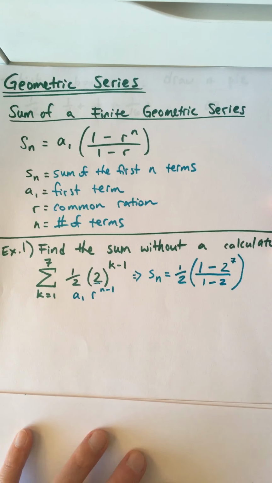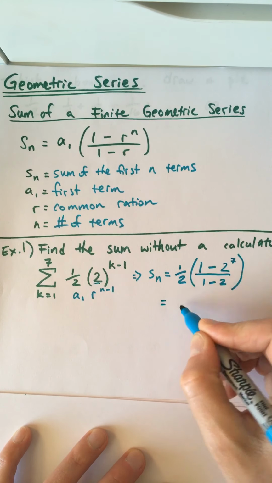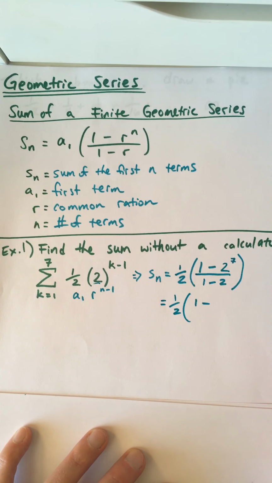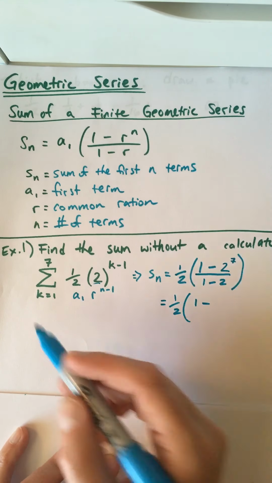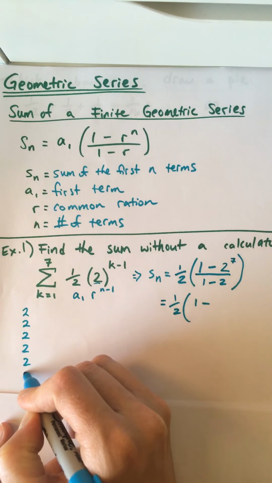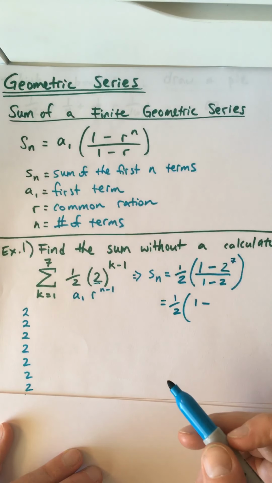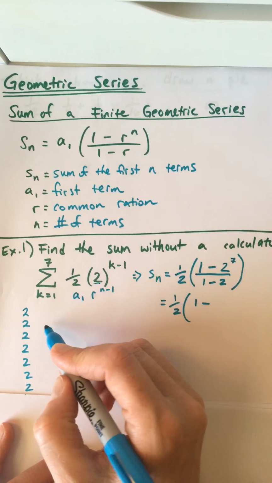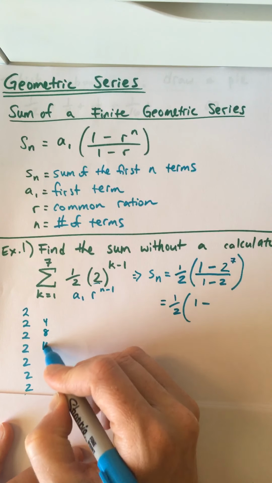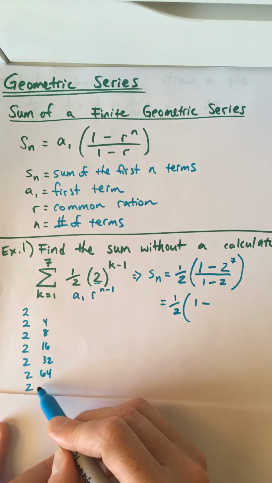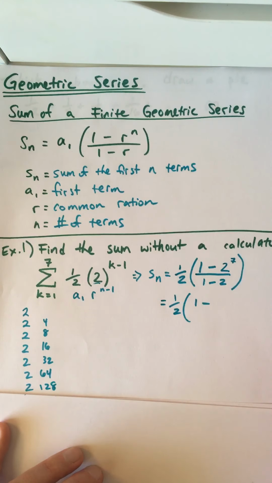And then we can simplify this expression to find the value of the sum. 2 to the 7th power. All right, if I want to do that without a calculator, I'm going to think about 7 2's and think about multiplying these together. Well, 2 to the first is 2, times another 2 would be 4, and then 8, 16, 32, 64, 128. So 2 to the 7th power is 128.